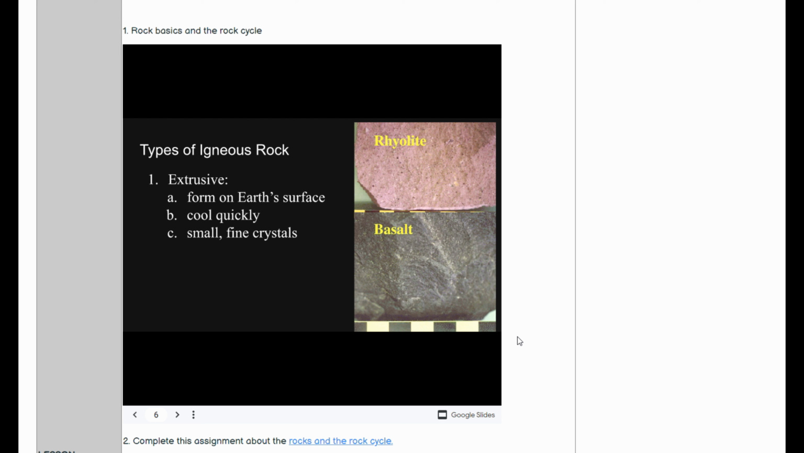So, extrusive rocks. They're going to form on the surface of the earth. They're going to cool very quickly, and they're going to have small, fine crystals because they do cool so quickly. The faster it cools, the smaller the crystal. So these are going to be things that you're going to find near the surface of the earth. Things that we're going to walk around on, or ocean floor. Right here on the surface. They're not going to be very deep.